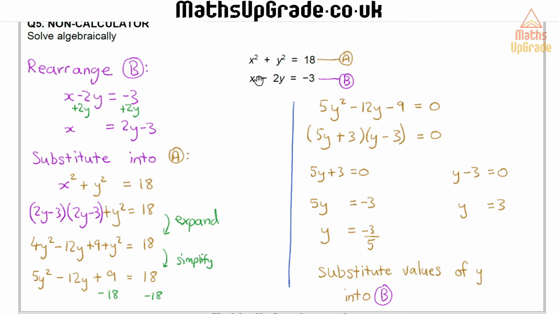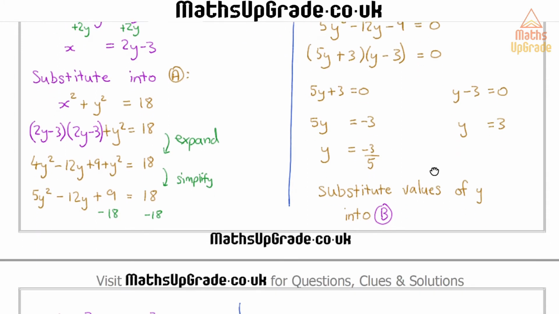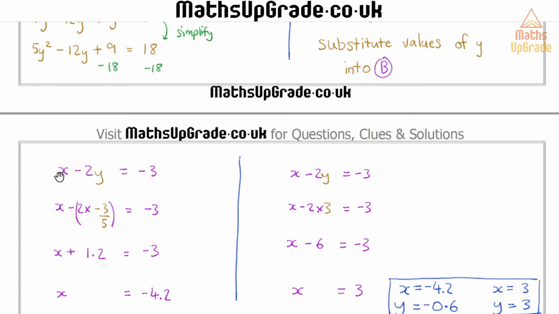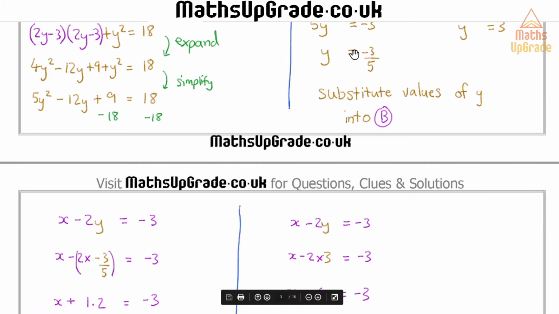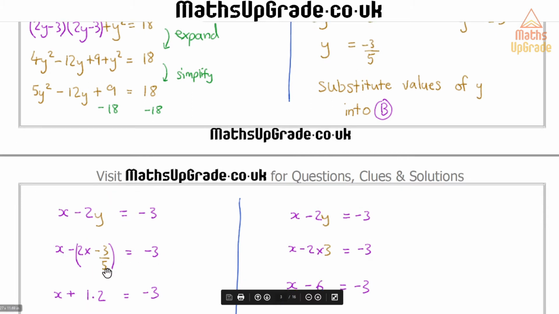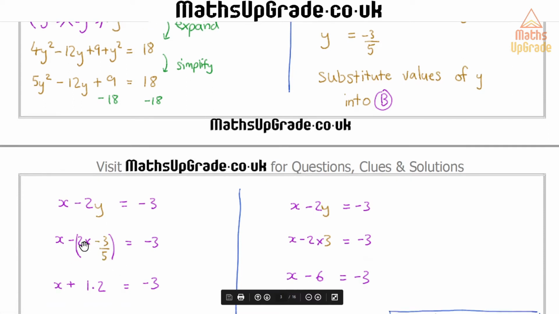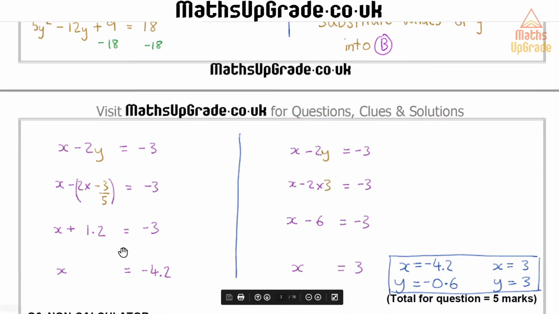The bottom equation is much easier, so I'm going to substitute them into the bottom equation here. So x minus 2y equals negative 3, so that gives x minus 2 times negative 3/5 equals negative 3. If I then evaluate this bracket here, 2 times negative 3/5 is actually negative 6/5, but since I'm subtracting, x subtract negative 6/5 is the same as x add 6/5, and I've written it as a decimal here, x add 1.2. That equals negative 3, and then just subtract 1.2 from both sides.